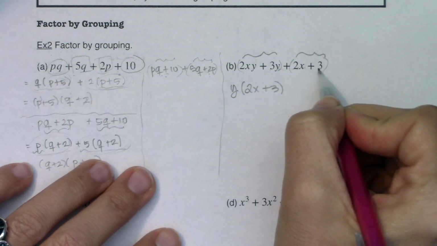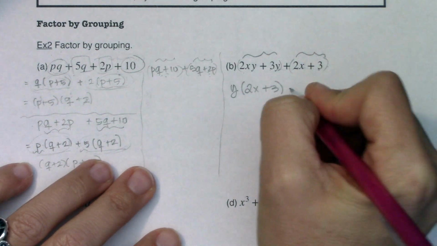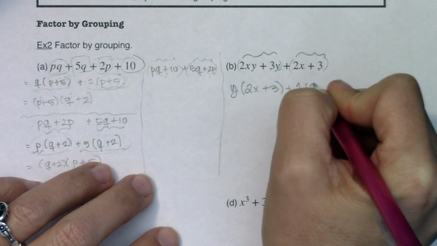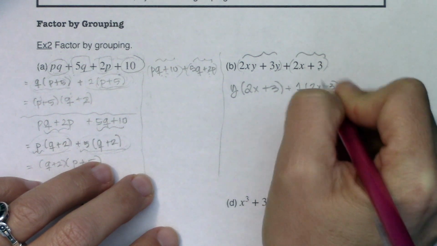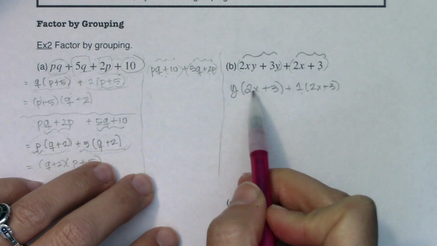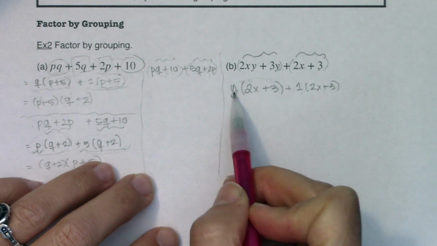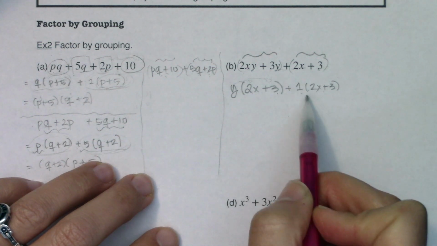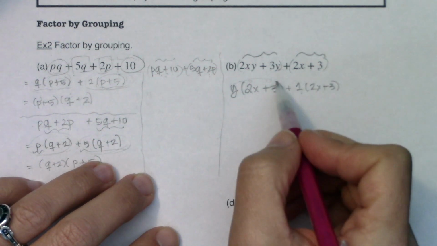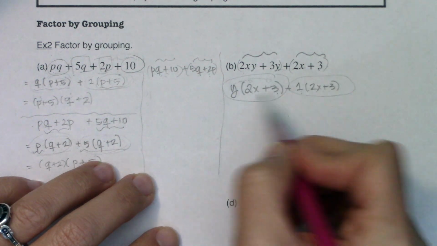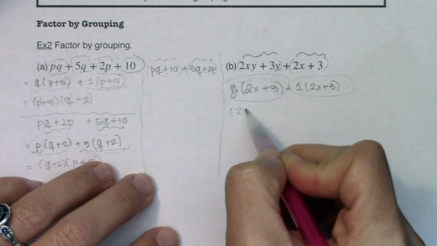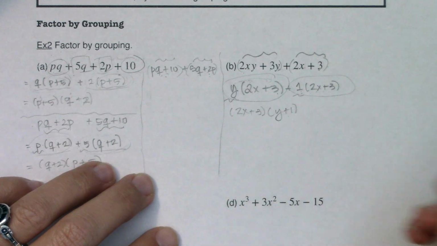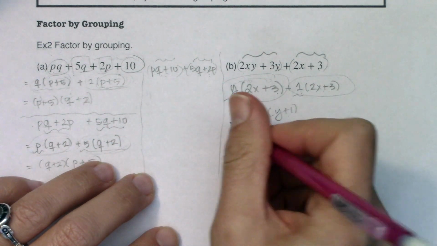There's nothing really in common with 2x and 3, but just for the sake of doing this, I'm going to quote unquote factor out a 1, and I'm going to be left with 2x plus 3, because 1 times anything is itself. So I have y times 2x plus 3, and again, if I redistributed, y times 2x, 2xy, y times 3, 3y, 1 times 2x, 2x, 1 times 3, 3. But now you can see in these 2 new terms, I have a 2x plus 3 in common, and what is left over when I factor that out? Y plus 1, okay? So there's my endgame answer.